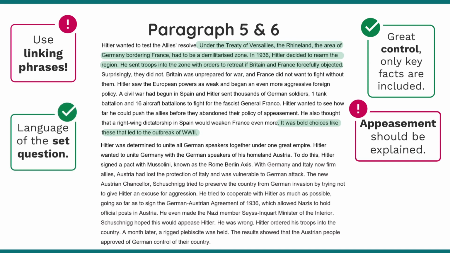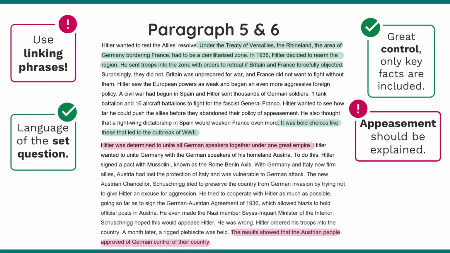But in saying that, I do love the language there. It was bold choices like this that led to the outbreak of World War II. There's a lovely narrative kind of storytelling style in this particular essay. They're using the language of the set question to engage in historical argument, as is pointed out to you in the Chief Examiner's report that I previously mentioned. Watch out for those things. Make sure you are including them not only at the end of your paragraphs, but also pepper them into your paragraphs across your essay.